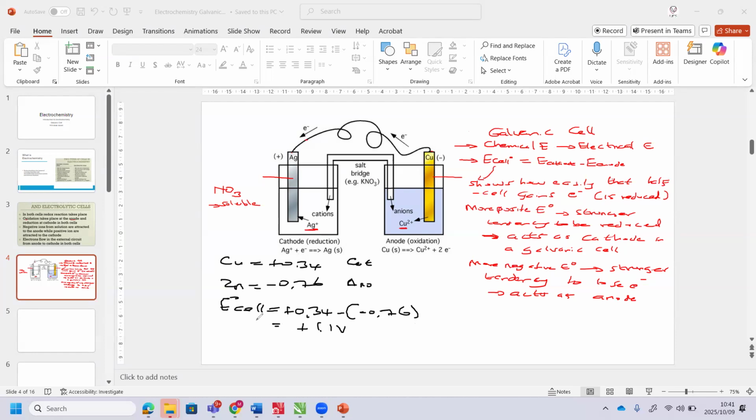All right, and this E cell, which is positive, shows that the reaction is spontaneous. It means it can happen on its own. We do not need the use of a battery. I hope it makes sense. Now, I hope everything makes sense.